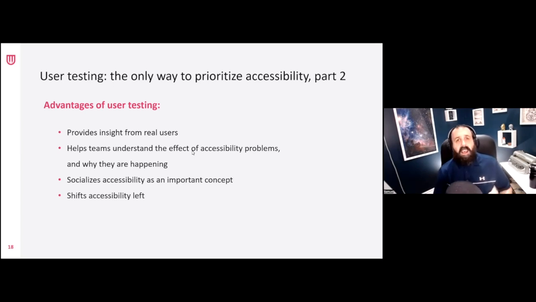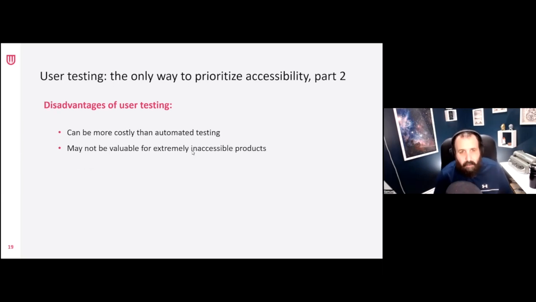And of course, user testing can help you shift accessibility left, because automated testing requires code that is already ready for deployment. Whereas when you're talking with real users, you can involve them in ideation, in design, in prototype reviews.